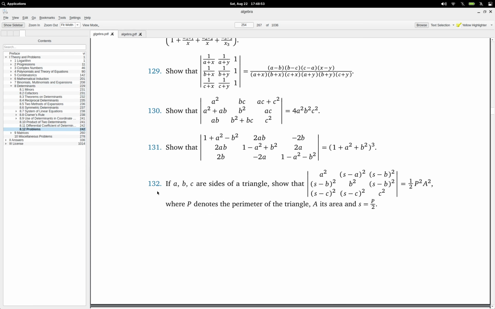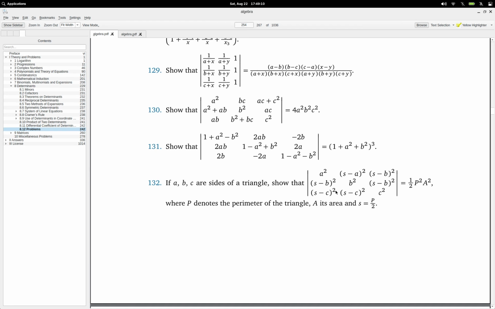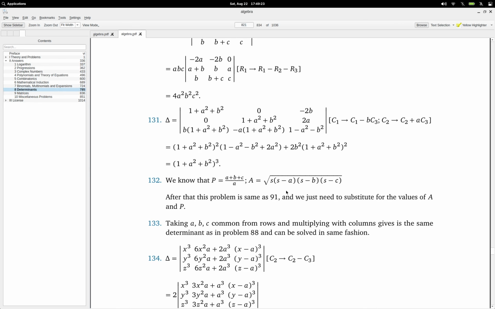Question 132 says that if a, b, c are sides of a triangle, show that the determinant a square, (s minus a) whole square, (s minus a) whole square; b square, (s minus b) whole square, (s minus b) whole square; c square, (s minus c) whole square, (s minus c) whole square is equal to half p square A square, where p denotes the perimeter of the triangle, A its area, and s is equal to perimeter over 2.